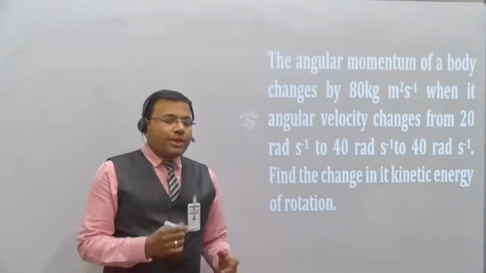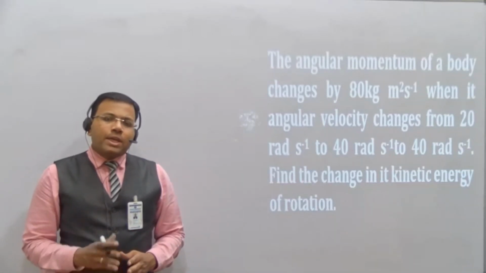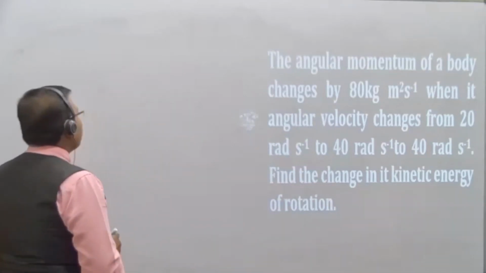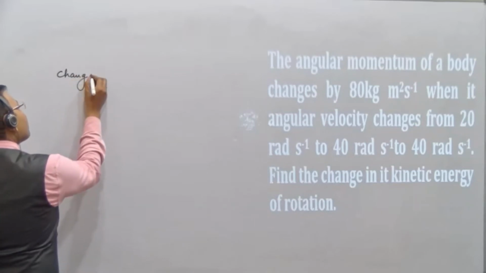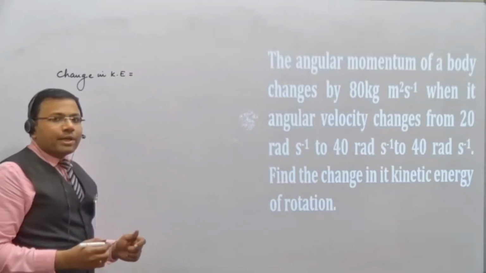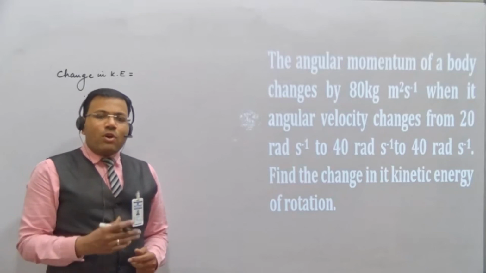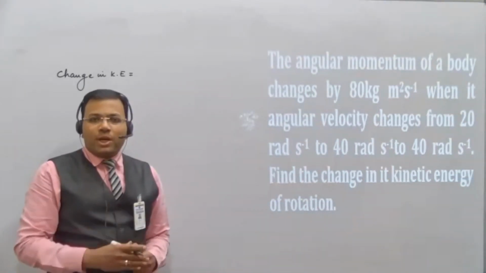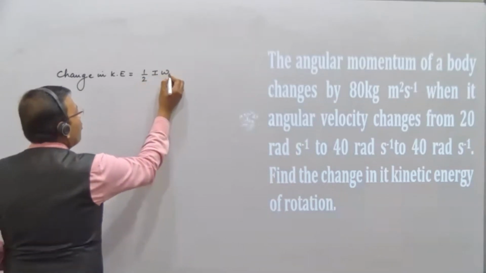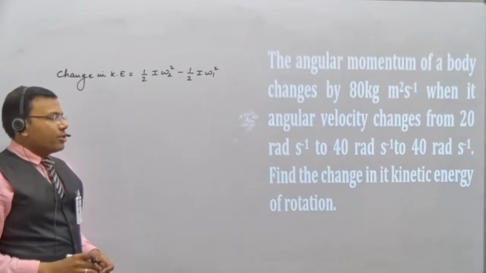So what is the change in the kinetic energy? What do you mean by change? Change means final kinetic energy minus initial kinetic energy, or the difference in the kinetic energy. But what is the kinetic energy formula for rotational motion? We know for linear motion it is half mv square; we replace m by I, and v by omega. So here, change in kinetic energy is half I omega 2 square minus half I omega 1 square. This is the difference in the kinetic energy of rotation.